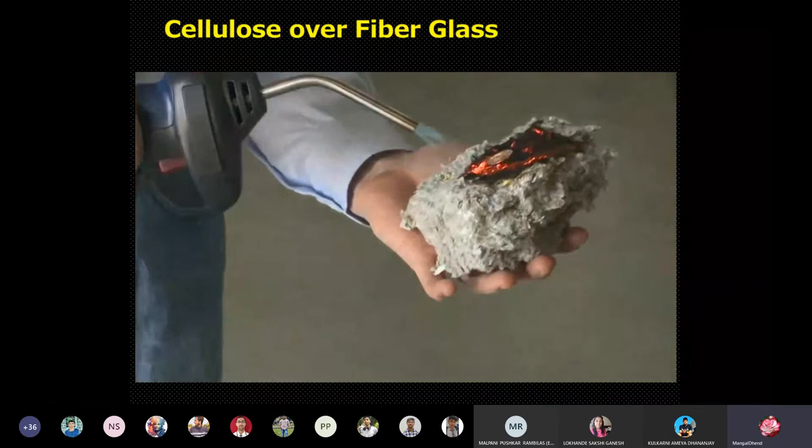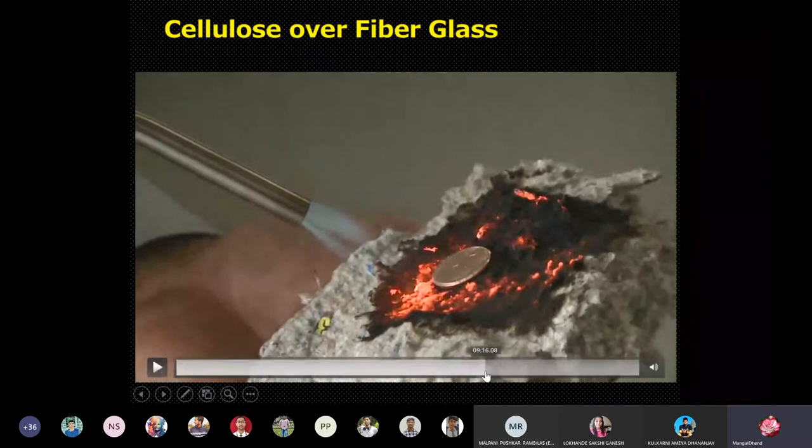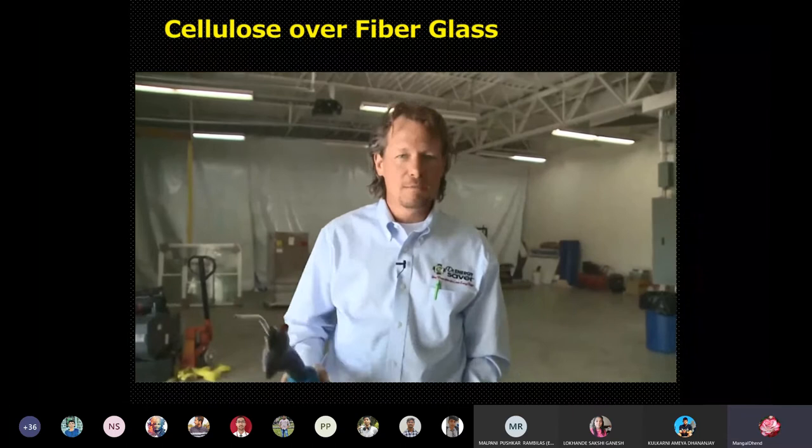And we can see that I'm holding a chunk of cellulose here, and I put a penny on top. It's quite amazing. There's a video online called The Big Burn, The Truth About Cellulose Insulation. And in it, they built three different houses.